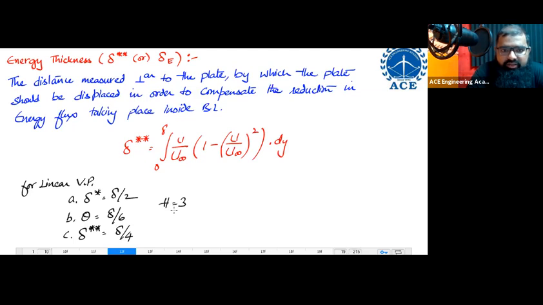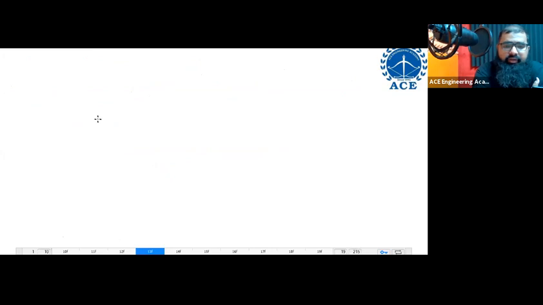Take down this snapshot. Excuse me. Chaliye. With this, we complete the concept of thicknesses. Now, a very small topic is left in boundary layer theory. This concept is known as boundary layer separation.